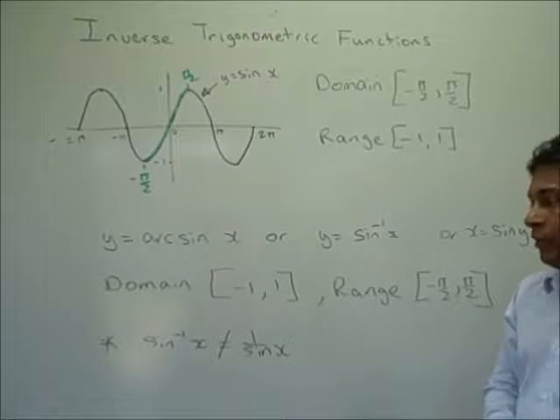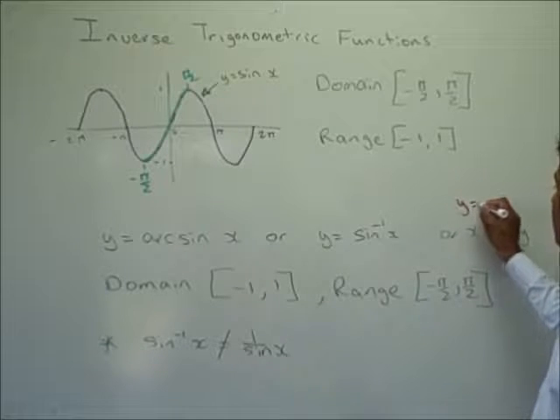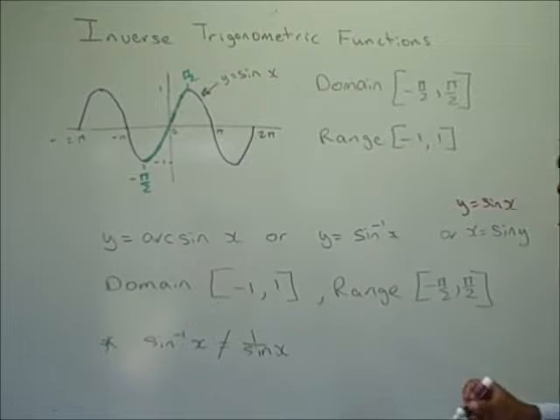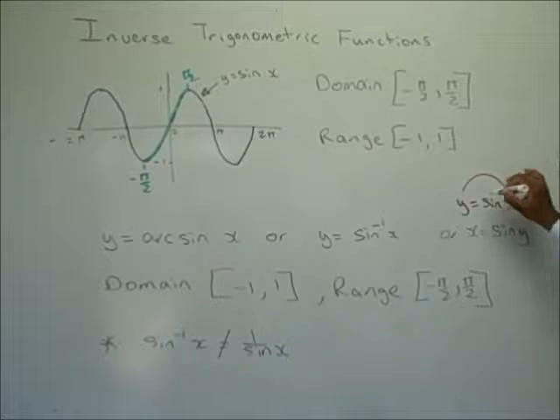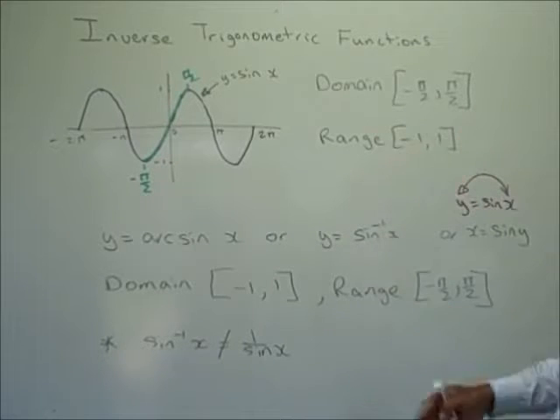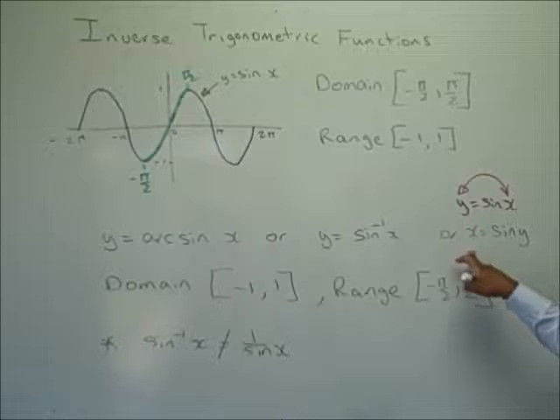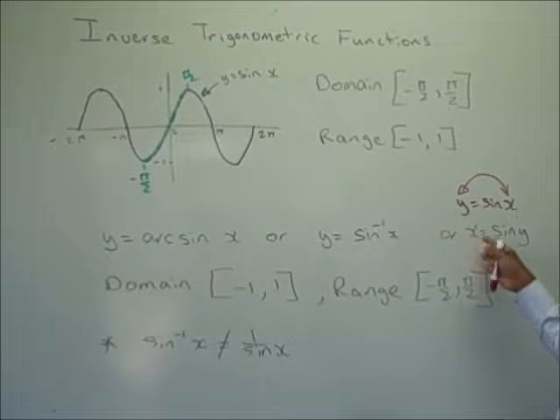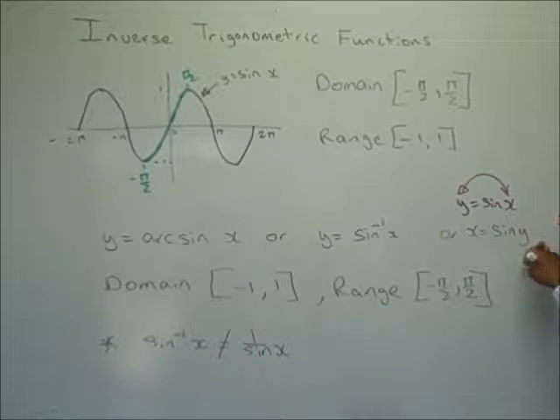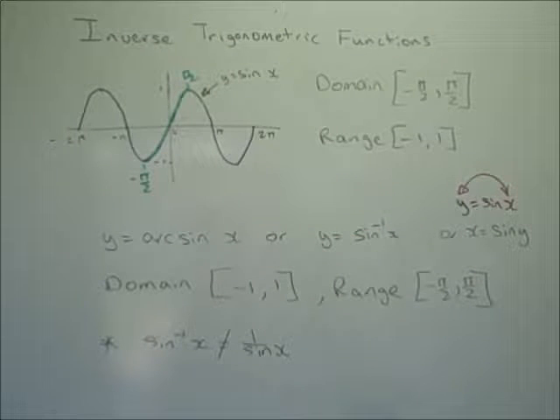If you recall from your regular algebra that when we have a function y is equal to, for example, sine of x, by interchanging the x and y, we get our inverse function. We can do that also for trig functions. So by interchanging the x and the y, we get our inverse trig function for sine. x is equal to sine of y. So this is an alternative method of writing the inverse function.